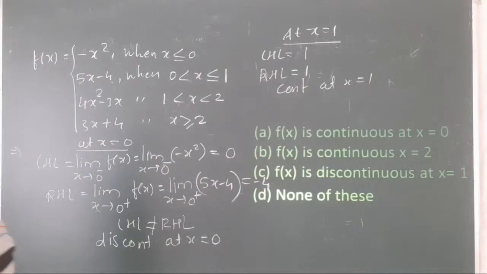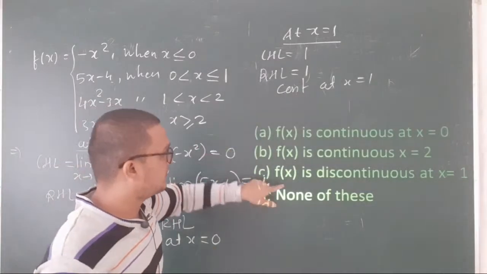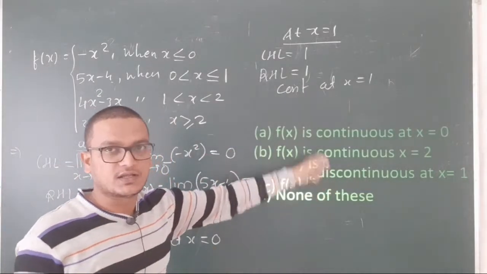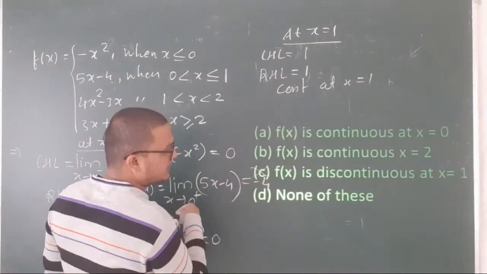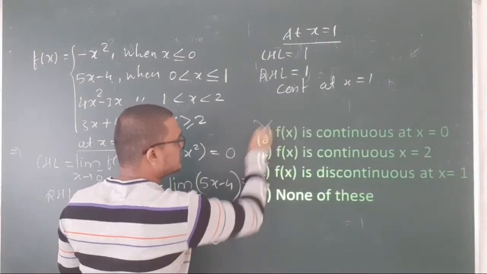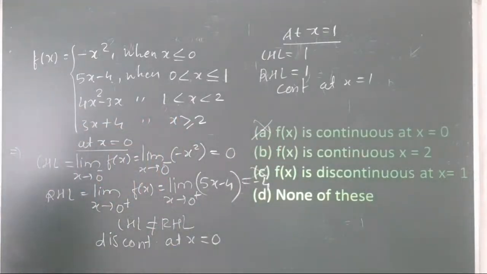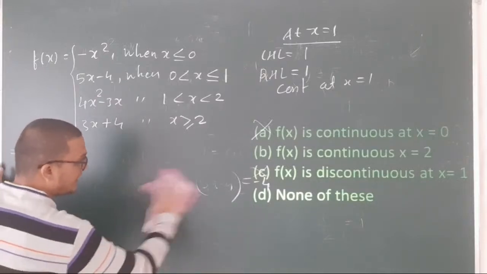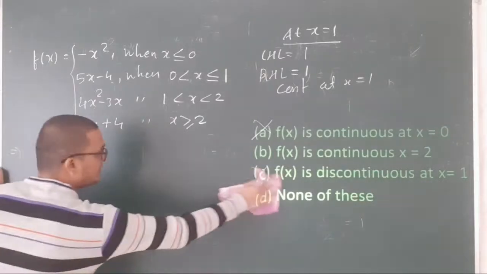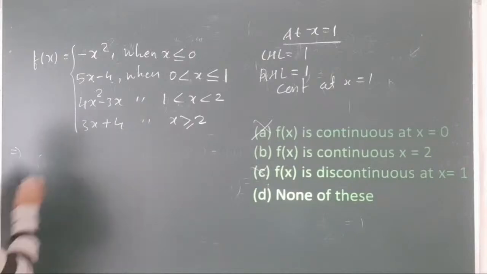But that option is also not there, because they have said f of x is discontinuous, but we are getting continuous. So this is eliminated and this is also eliminated. Then we have only two options, B or D. So let us check the continuity at x equals 2.